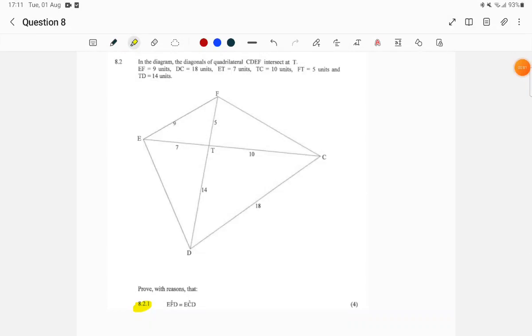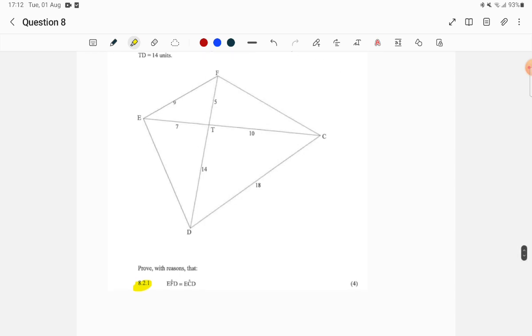Question 8.2. In the diagram, the diagonals of quadrilateral CDEF intersect at T. EF is equal to 9 units, DC is equal to 18 units, ET is equal to 7 units, TC is equal to 10 units, FT is equal to 5 units, and TD is equal to 14 units. So this is where we're going to use our ratios and determine what they want us to determine.